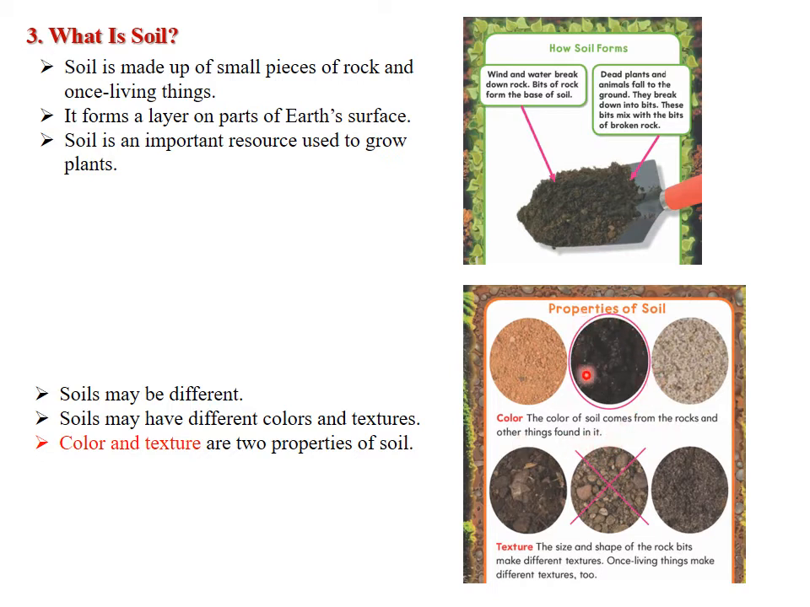Here we circled the black soil, and black describes the color. Texture. The size and shape of the rock bits make different textures. Once living things make different textures too, and texture describes how something feels like. Here we drew an X on the roughest soil, and rough is a texture.